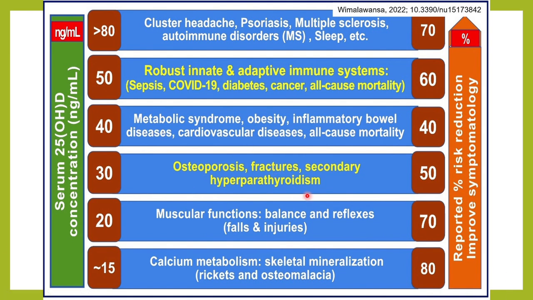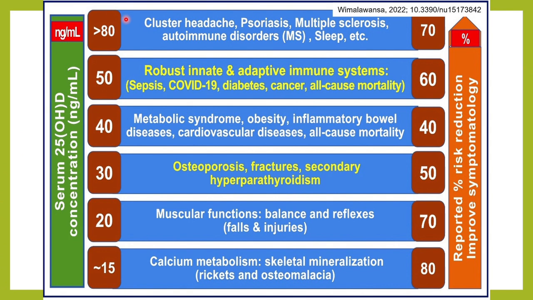See here, you can see if it is 15 or less than 15 nanogram per ml, then calcium metabolism is impaired, there is impairment of skeletal mineralization, there is rickets, osteomalacia. At around 10 to 20, then you have muscular function deficiencies, balance, reflexes, your walking style, your gait, your grip, that is going to change. Patients will have falls, injuries. At less than 30, osteoporosis, fracture, secondary hyperparathyroidism.